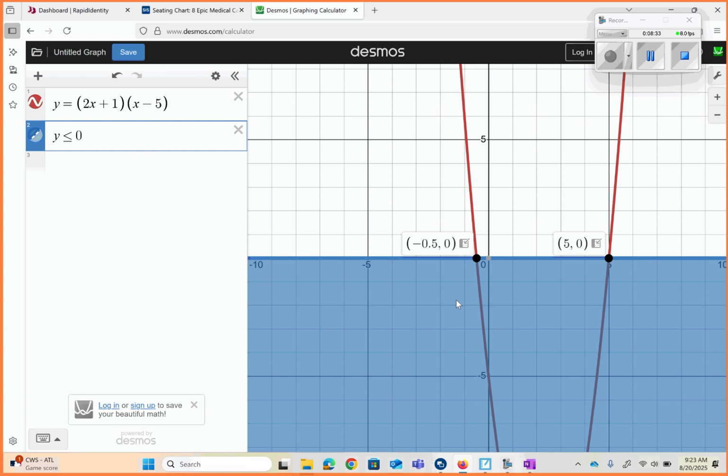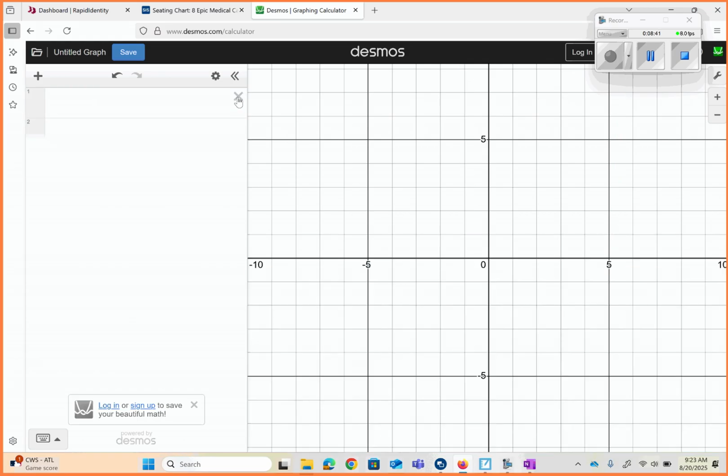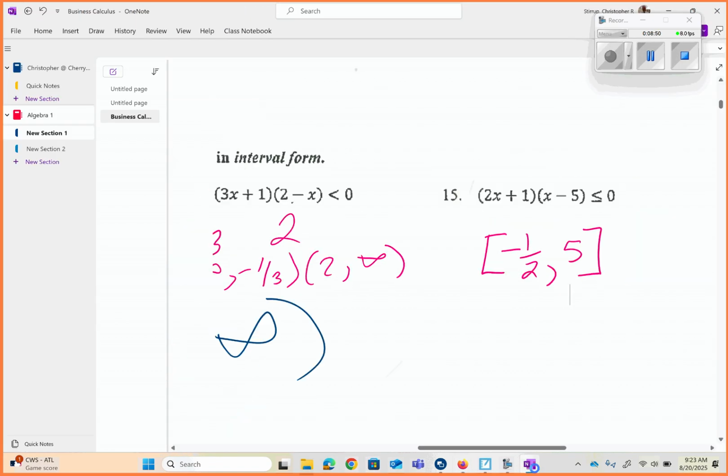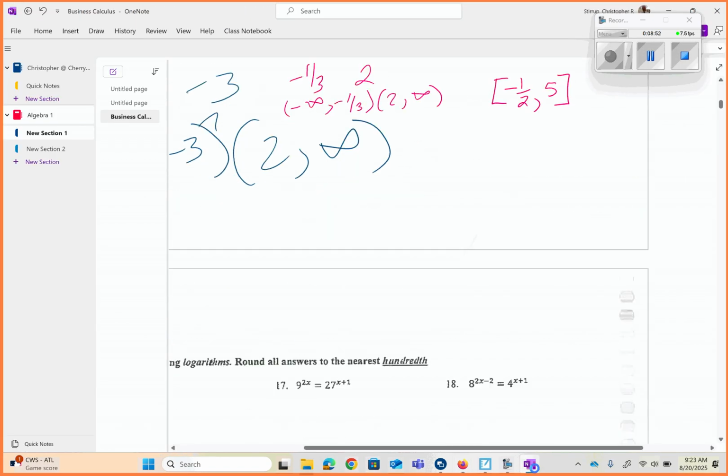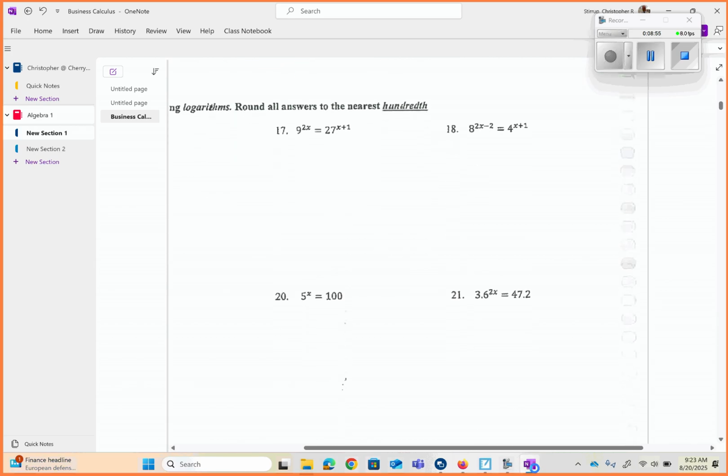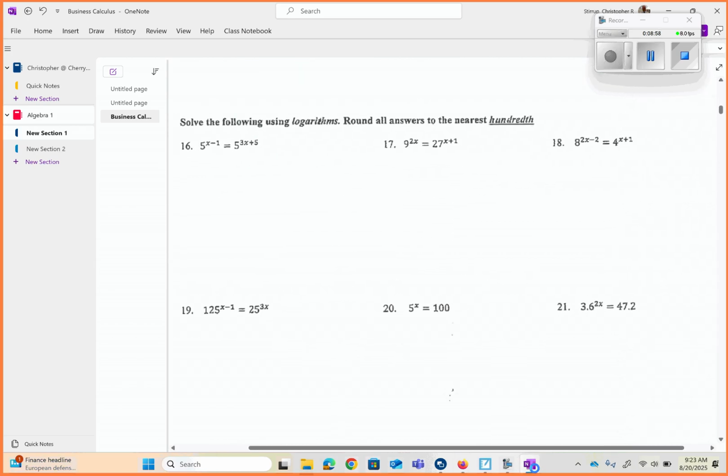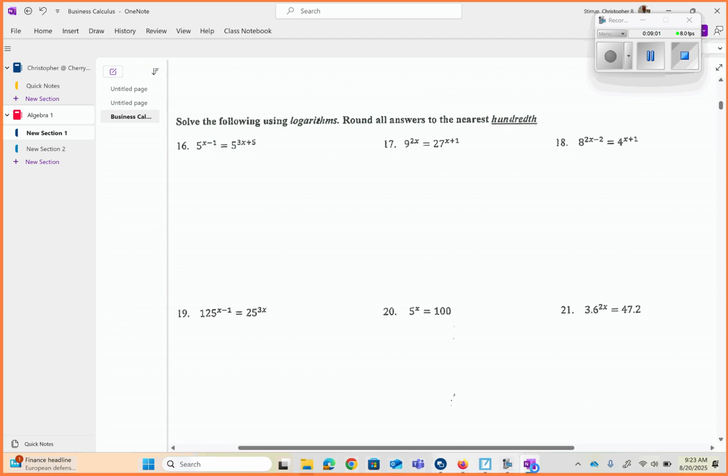All right, and then when you take a look at the back page, so 16 through 21, these are really nice to do because these are a little bit more complex. You have a really kind of a goofy looking... these all have exponents affiliated with them. Agree? You're still going to do this the same way with Desmos. You're going to have the left side as y equals, and you're going to have the right side as y equals.